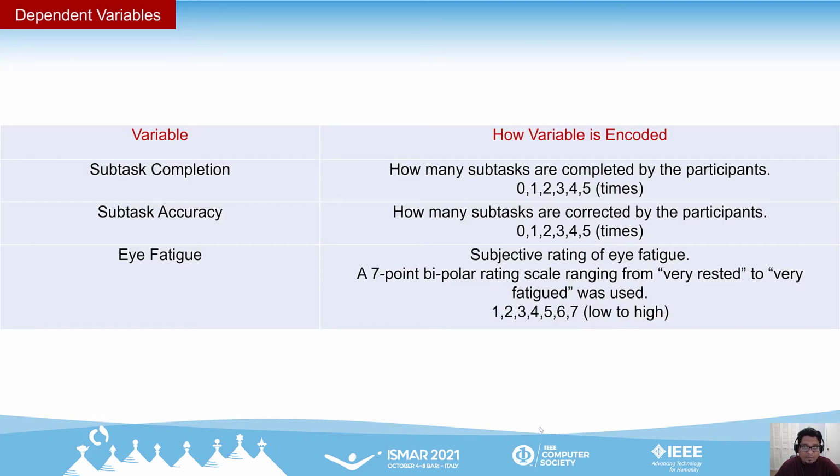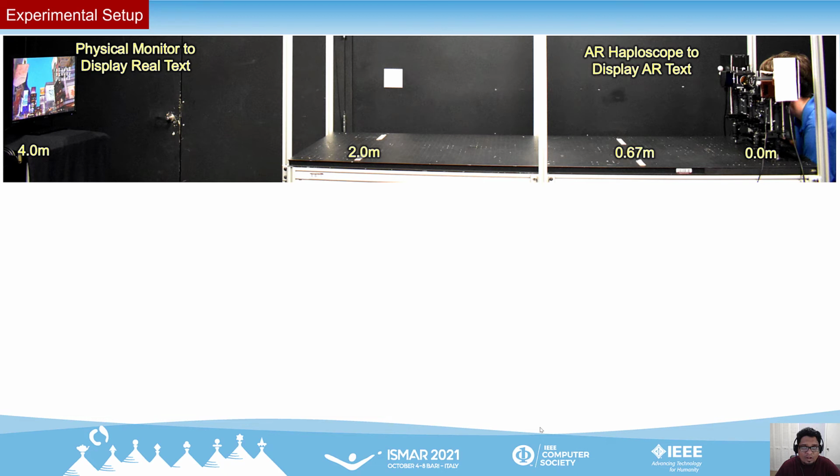We measured how many subtasks were completed by the participants and how many of them were correct. We also gathered eye fatigue information from the subjects by using a 7-point bipolar rating scale, where 1 means very low fatigue and 7 means very high fatigue. This is our overall experimental setup.